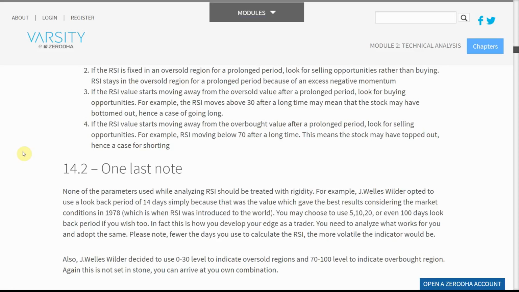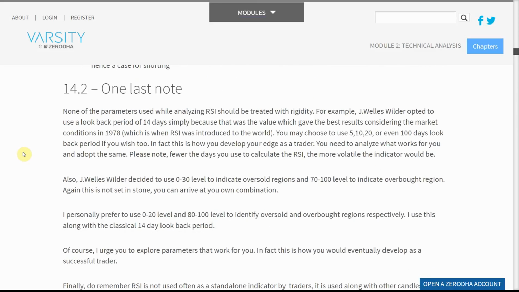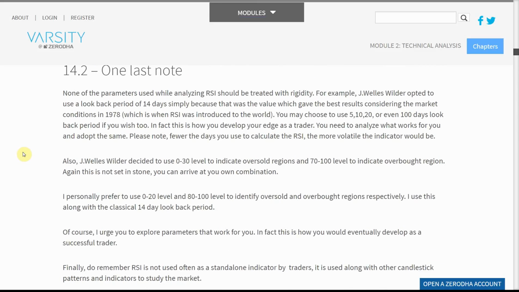This means the stock may have topped out. Hence a case for shorting. Last note: none of the parameters used while analyzing RSI should be treated with rigidity.